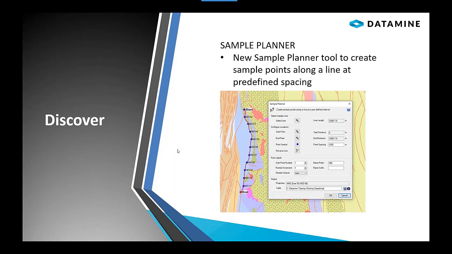The next tool is the Sample Planner tool. So the Sample Planner tool, that's one where you can see here is a line, and you might want to say every kilometre or 10 metres or something like that, you want to space out points along a line for sampling. Believe it or not, that's quite a tricky thing to do in MapInfo Discover, or it has been. So this one here makes it a lot easier.